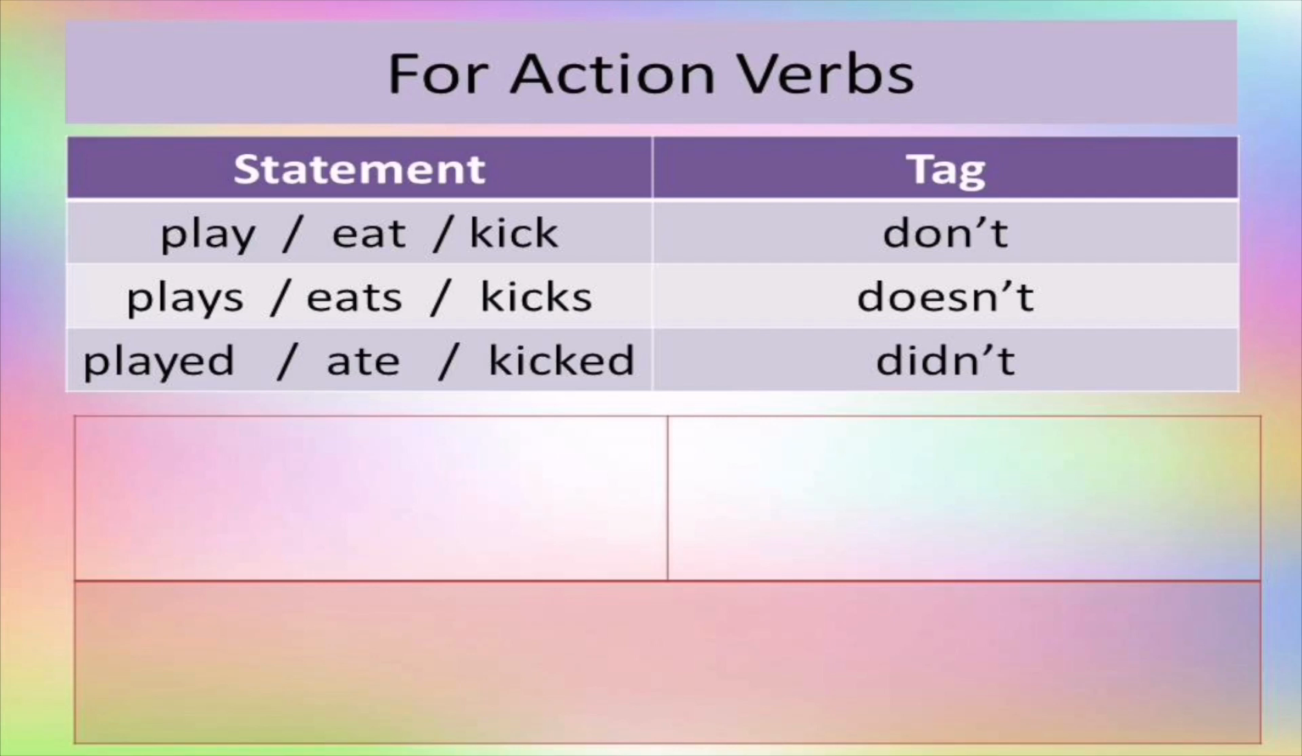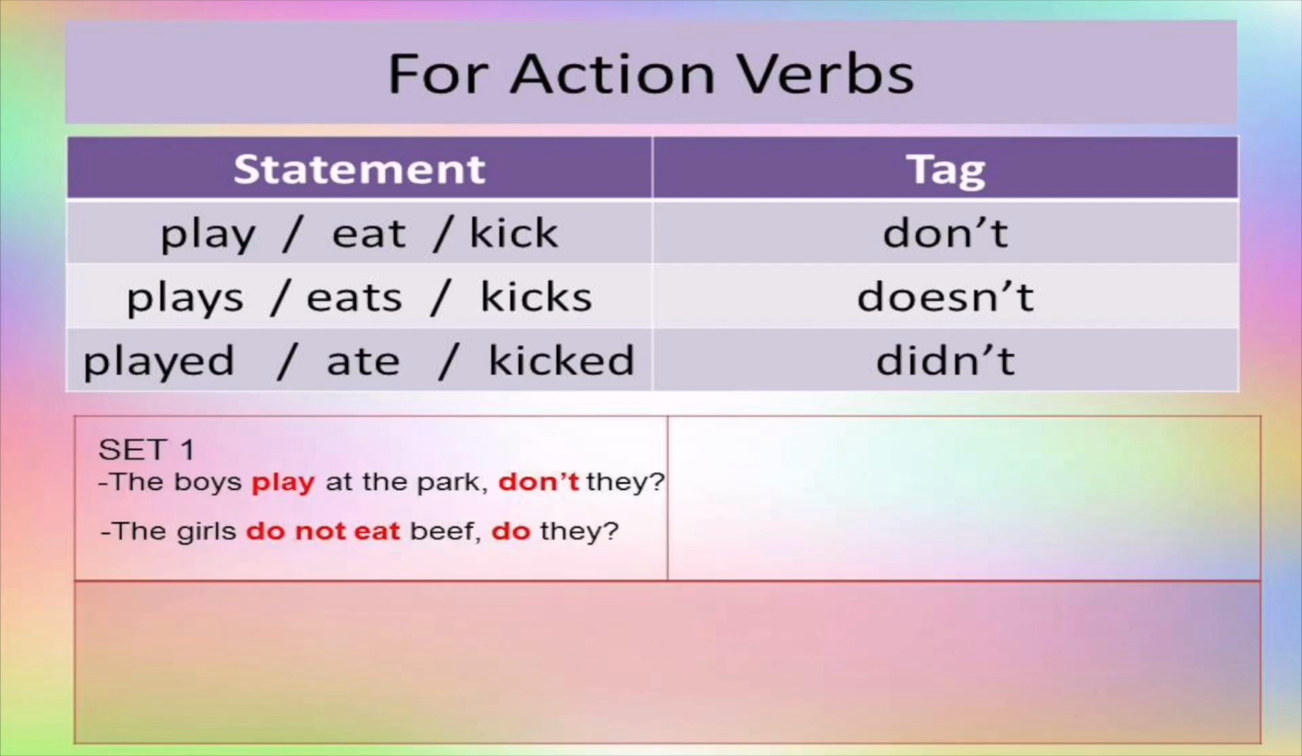For example, for plural subject, okay? The boys play at the park, don't they? So the word play here, it must be followed with don't. Positive, negative. Next, the girls do not eat beef, do they? We've learnt this before. This is negative. The girls do not eat beef, do they? Okay, this is negative and positive.